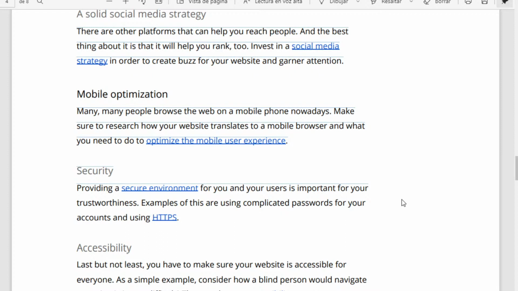Accessibility. Last but not least, you have to make sure your website is accessible for everyone. As a simple example, consider how a blind person would navigate your site. Is it very difficult? Then read up on accessibility so everyone can enjoy your website.